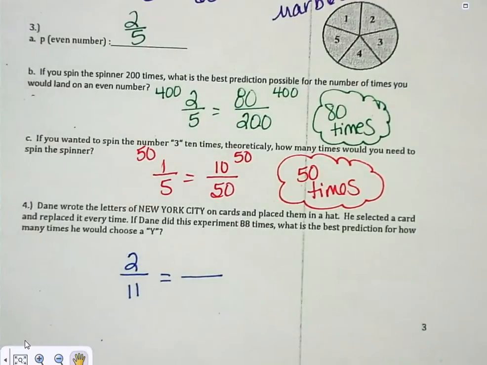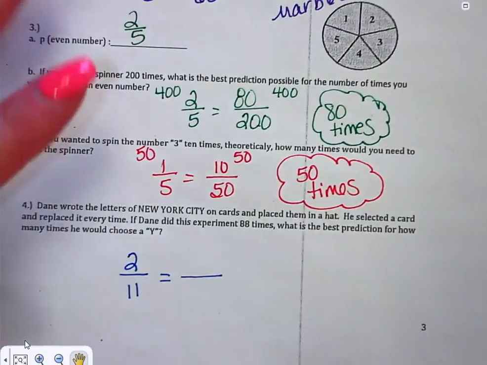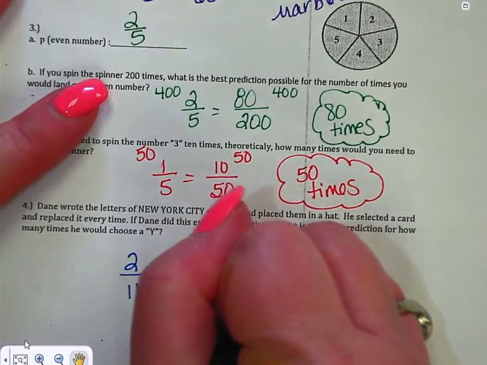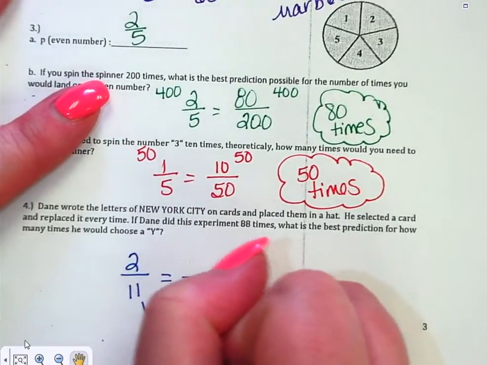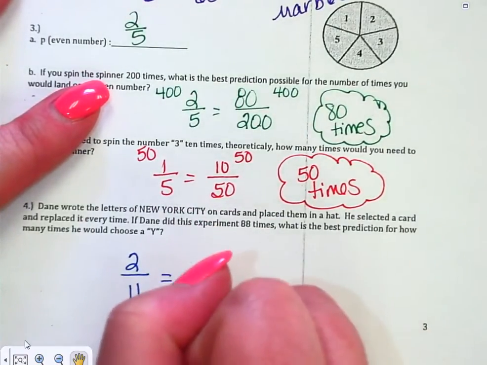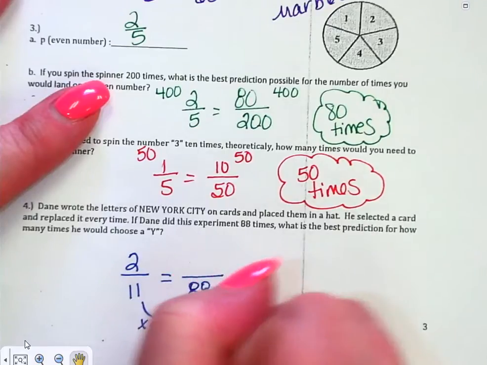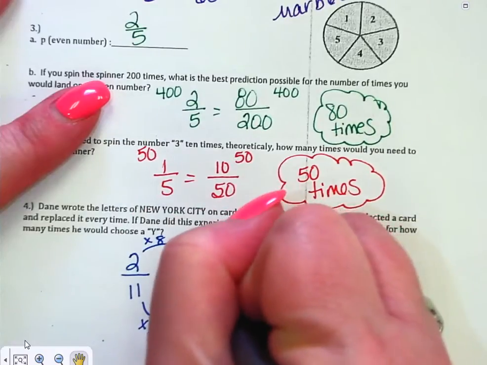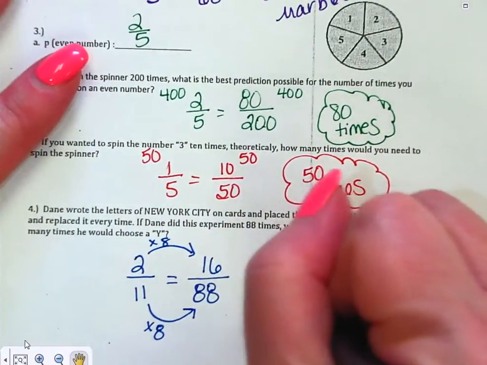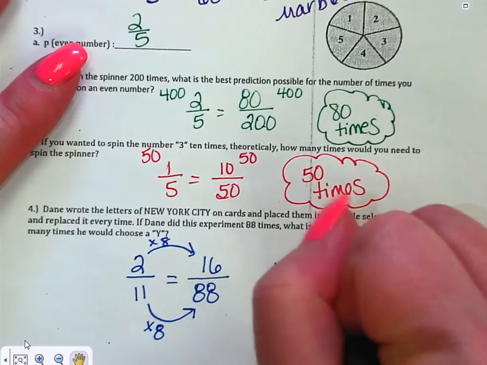So if he did the experiment 88 times, how many times would you predict he's going to choose a Y? Where does the 88 need to go? The numerator or the denominator? Denominator. That's the total number of times. So I could cross multiply, or I could say, how do I get from 11 to 88? Times 8. So I could do this times 8, and I would get 16. 16 times. Cross multiplying also works.